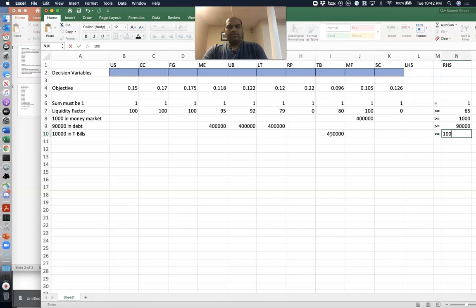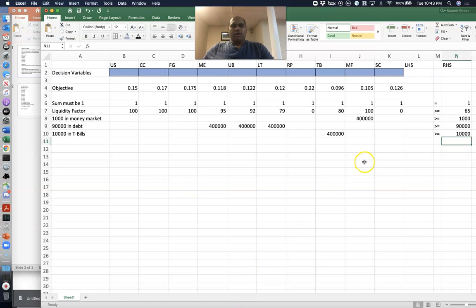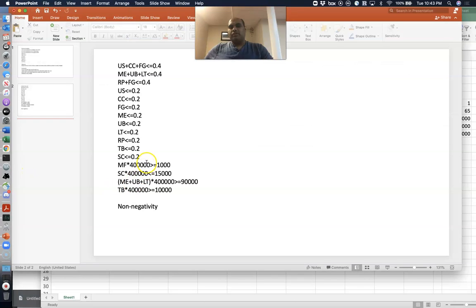Remember, the reason we are putting 400,000 everywhere is that we are multiplying the 400,000 with each of these variables. You can distribute the 400,000 into the parenthesis, and the coefficient for each of these variables is 400,000, because these variables are percentages. Let's say it's 10%. So you're saying that you're going to put 40,000 in Metropolitan Electric, and whatever the money in UB and LT. So the total money has to add up to at least 90,000. Okay, so those are my greater than or equal to constraints.